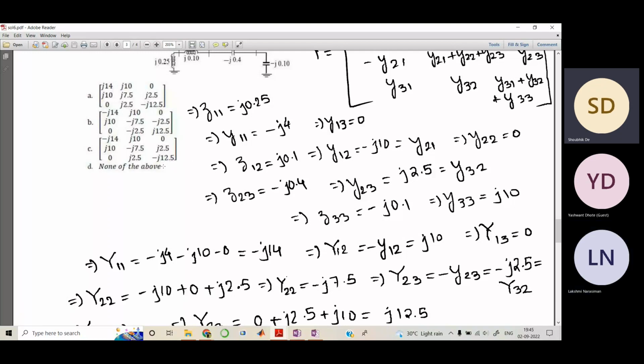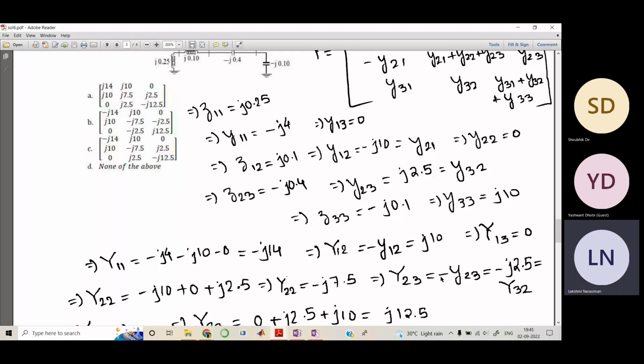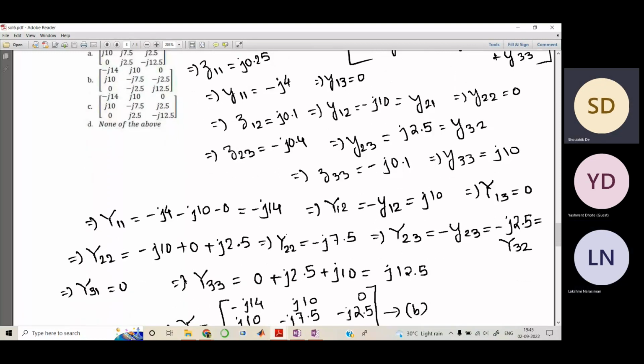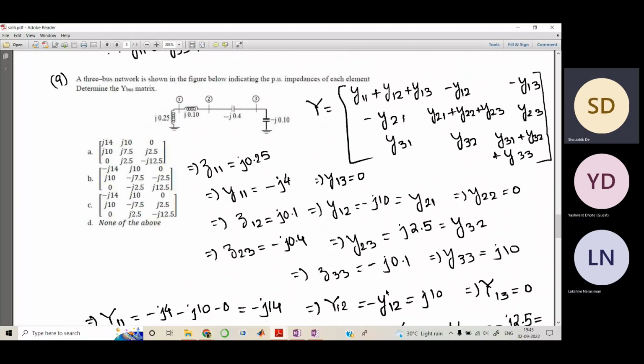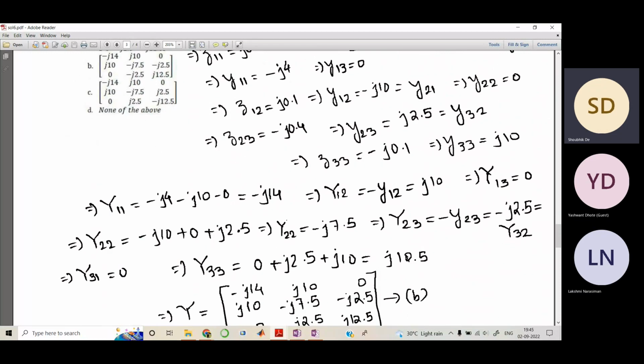You may select a wrong answer option. In the same way, you get Y33 also. It comes out to be j12.5. Now, when you put all these values here, it comes out to be your option number B. So this was problem number 9, which was pretty simple.